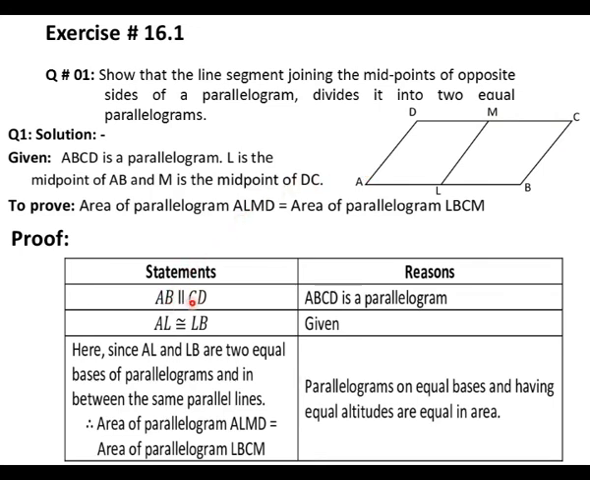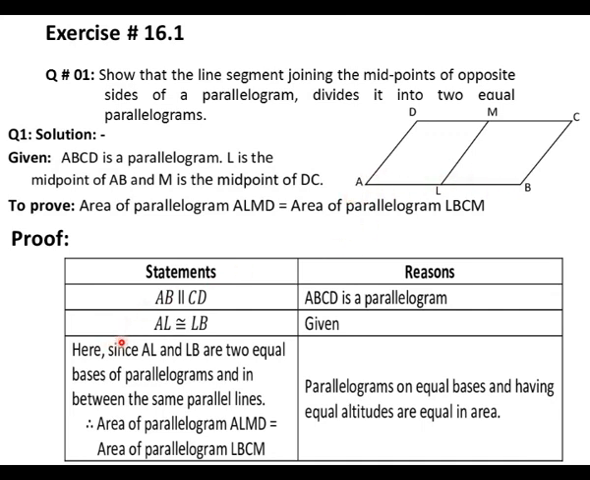As AB is parallel to CD. Very simple reason: we know that ABCD as a whole is a parallelogram, so these are opposite sides, and opposite sides of a parallelogram are always parallel. And AL is equal to LB. What is the logic behind it? The reason is that L is the midpoint of AB, as we said in the given, so AL is equal to LB.